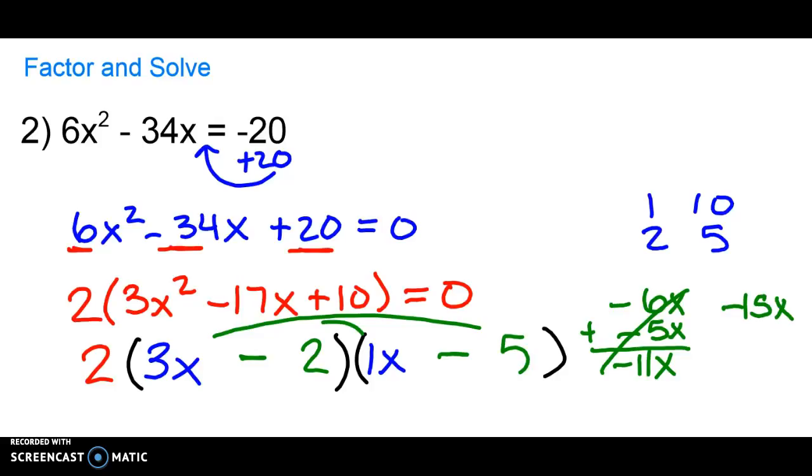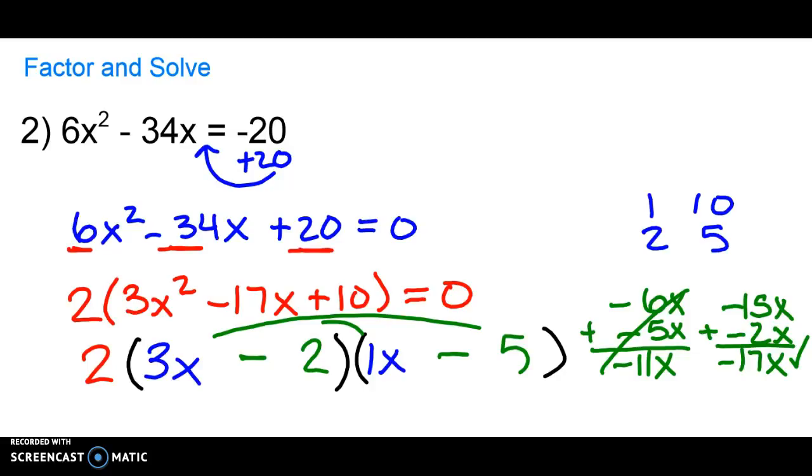Negative 2 times 1 is negative 2x. And that, when I add together, does give me negative 17x. So I did factor it correctly. This is the correct factorization. If it had not worked, I would have had to cross out 2 and 5 and move on to 1 and 10.